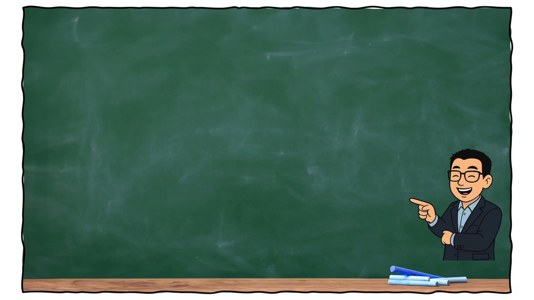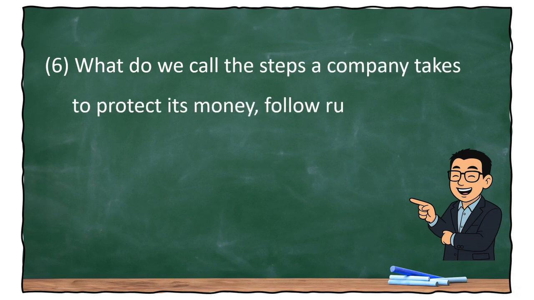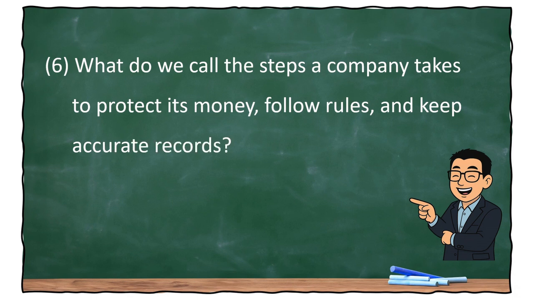Let's look at number 6. What do we call the steps a company takes to protect its money, follow rules, and keep accurate records? The answer is D. Internal controls. These are checks and balances within the company.